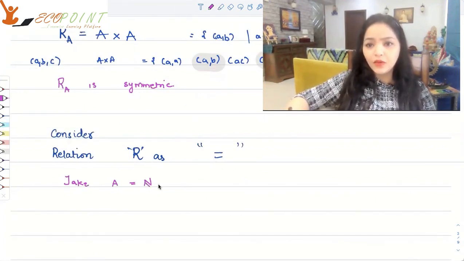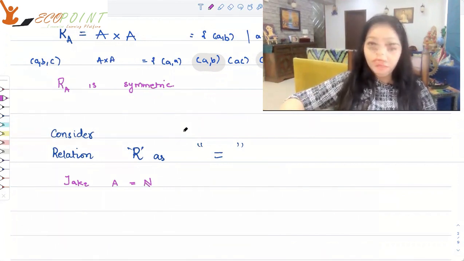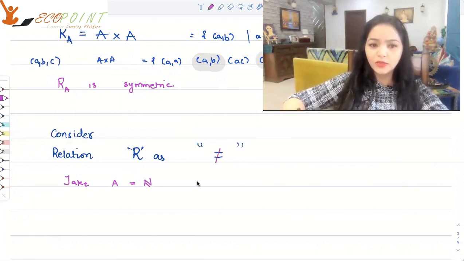Take A as the set of natural numbers. So I'm considering all natural numbers here. Now consider a relation R as the relation not equal to. The relation not equal to, and let's take our A as the entire set of natural numbers.